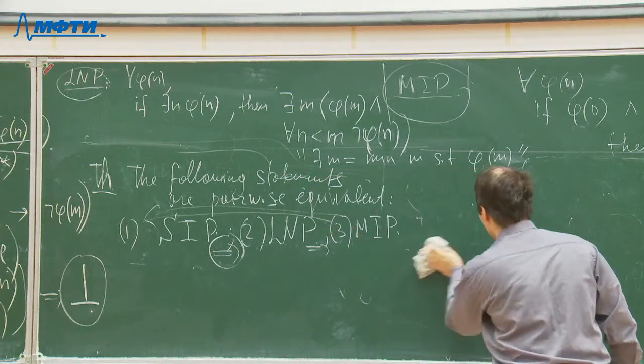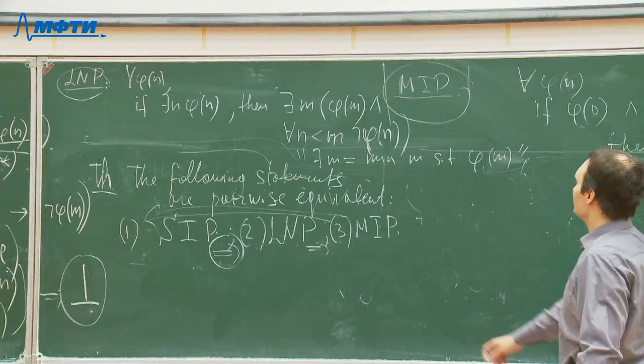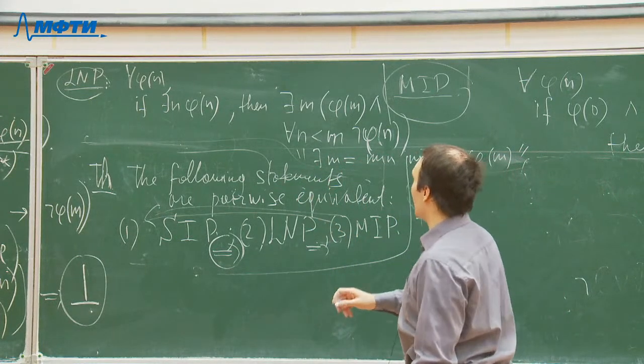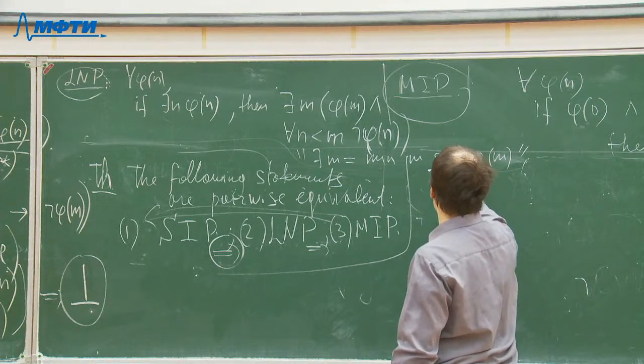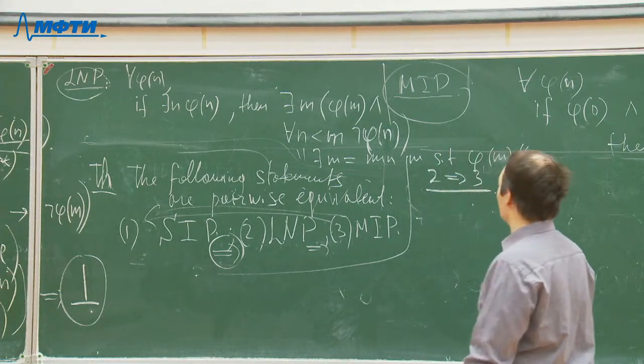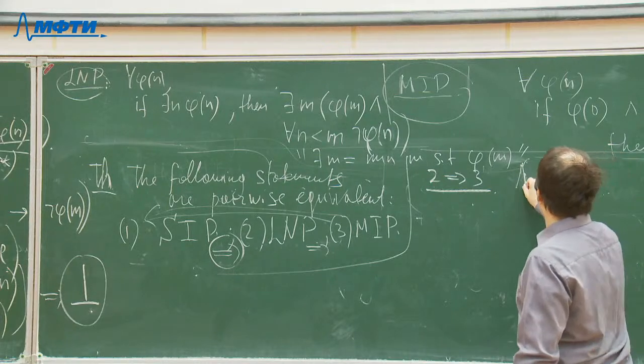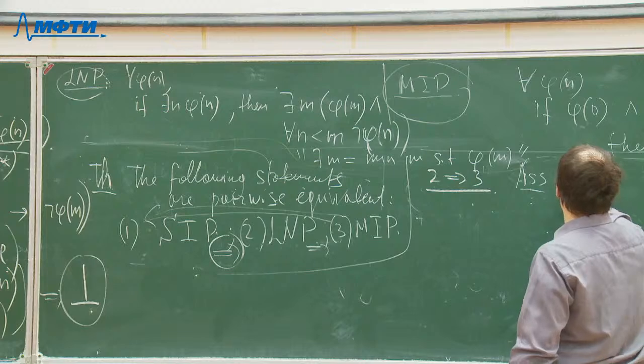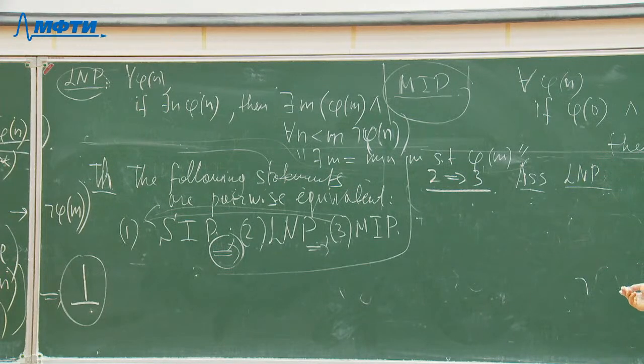No, we need progressiveness. So another statement. From the second one, it follows the third one. What is assumed? The least number principle is assumed.